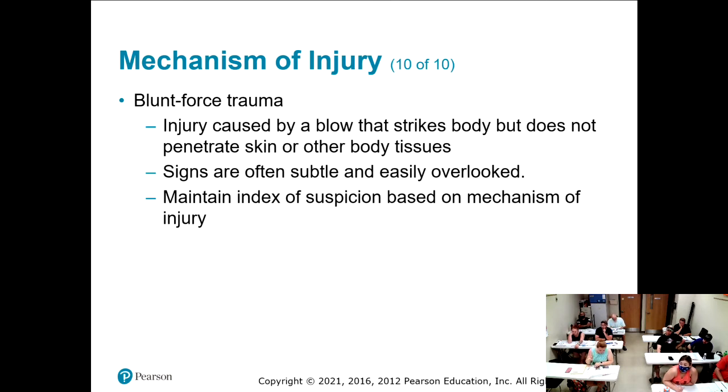If anyone gets smacked with a frying pan across the head, probably happens more than we think. You definitely want to have a high suspicion for those patients with injuries, and they definitely should be watched. A possible domestic situation? Yeah. That goes back to the scene size-up.